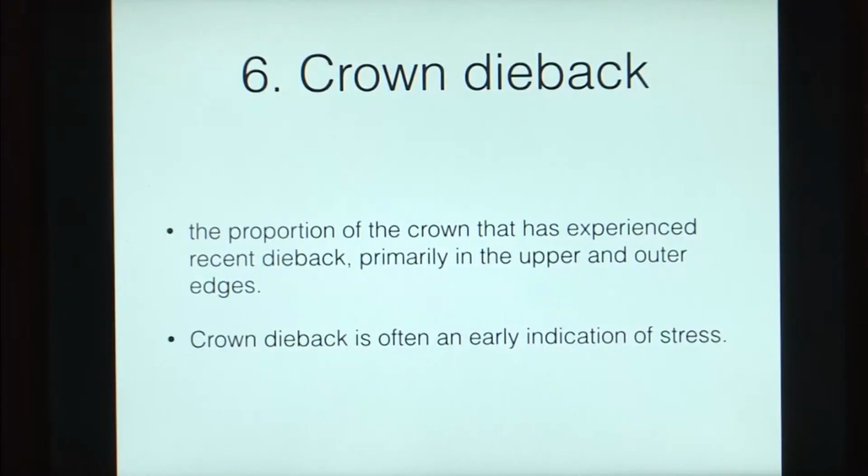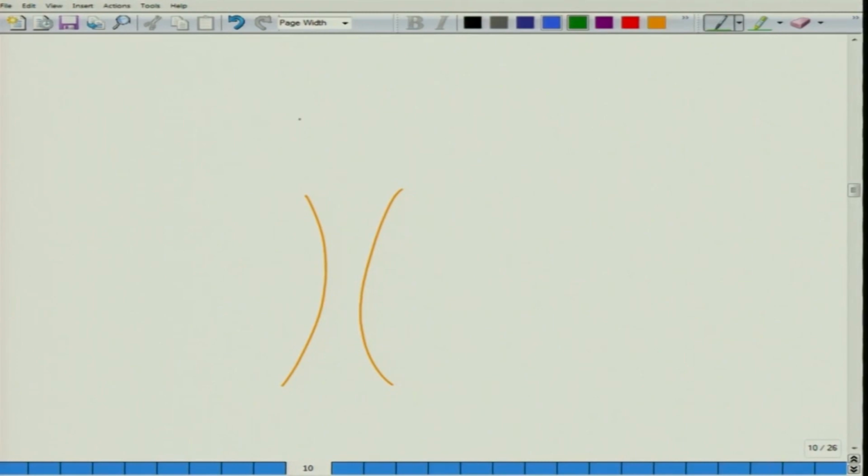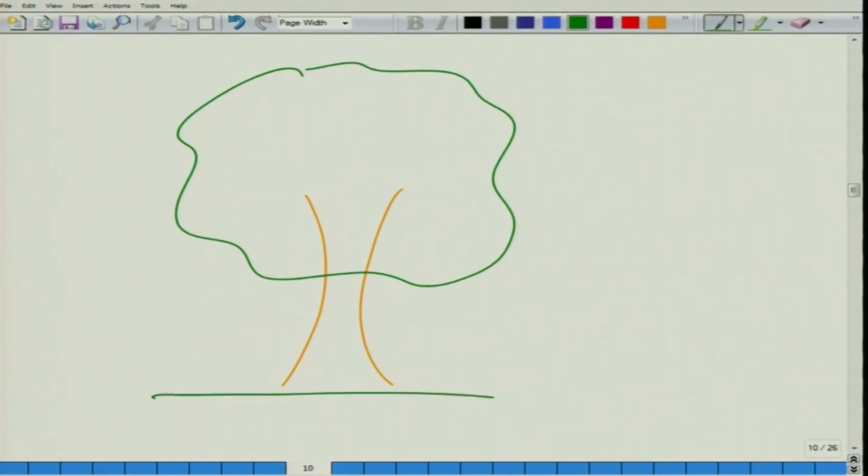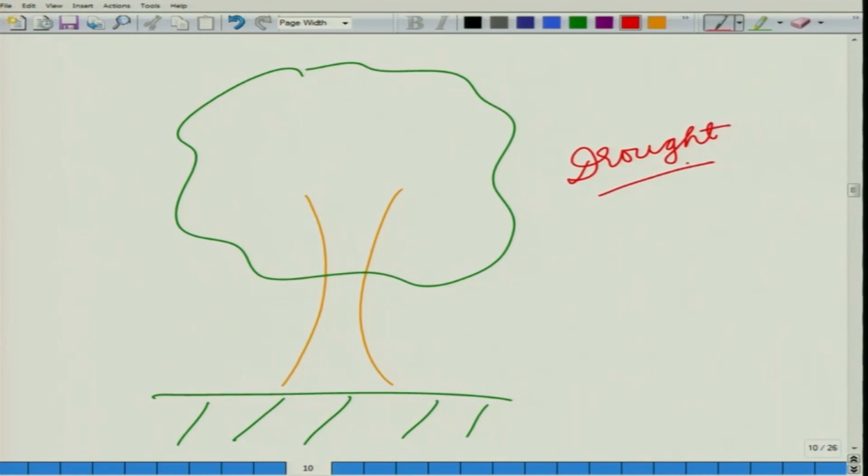The next thing that we are going to look into is the crown dieback. So, coming back to the slides, crown dieback is the proportion of the crown that has experienced recent dieback, primarily in the upper and outer edges. So, when a tree begins to die, for instance, if this is your tree and suppose you give it any form of stress. So, suppose this area is suffering a drought. So, in the case of a drought, this tree is going to start dying from the top towards its base. So, which is why it is called a dieback.